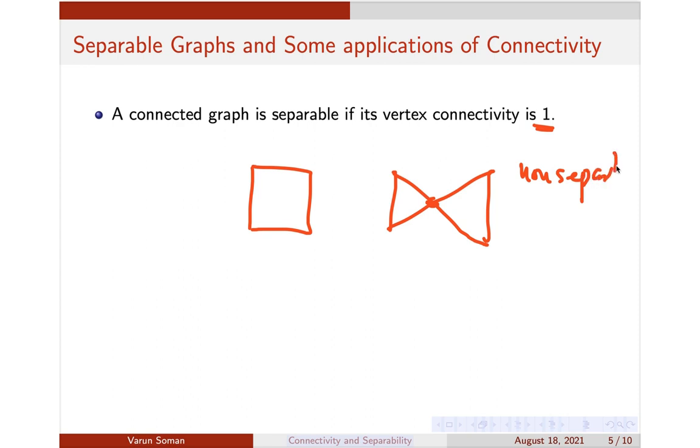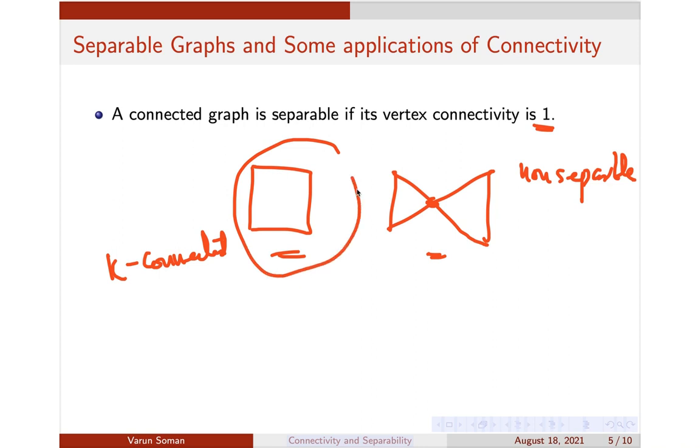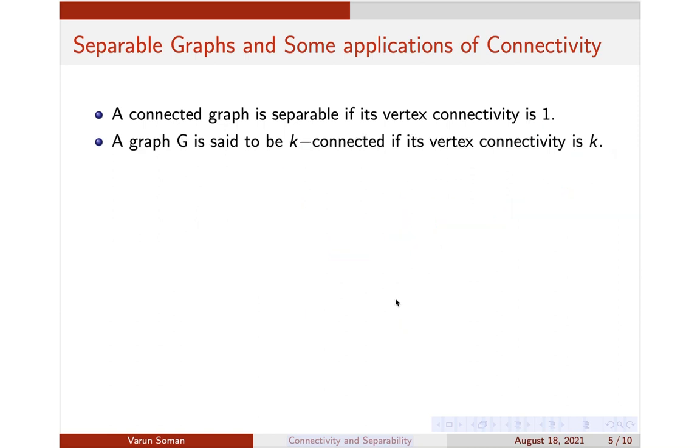I hope you understand the meaning of a non-separable graph and have also understood some definitions here. Suppose the vertex connectivity of a graph is K, then we will say that the graph is K-connected. Here you can see that the vertex connectivity of this graph is 2, so we'll say that this graph is 2-connected. This is some terminology which we'll use later: separable graph and also K-connectedness.